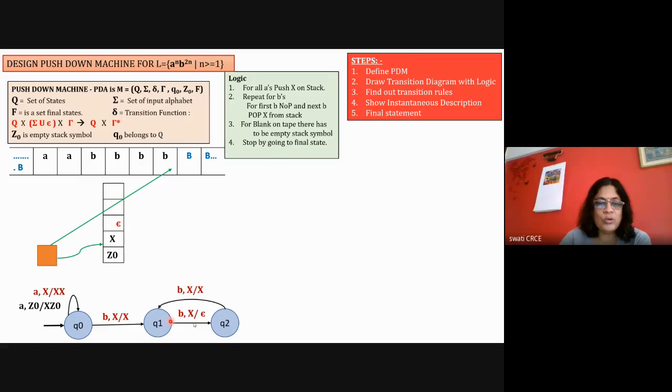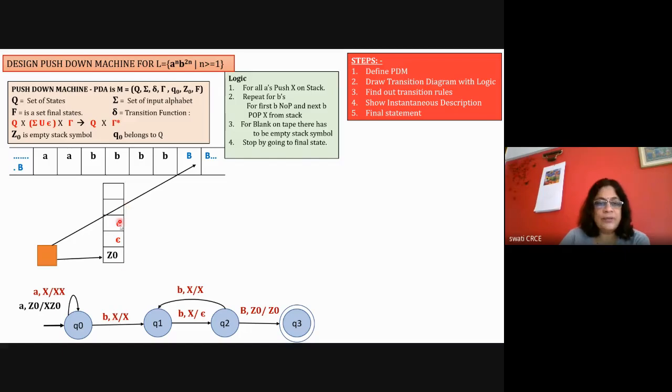So it will follow this route, and now it will be in the state Q2. With one more read operation, it has done this, that epsilon, and now it is in the state Q2. Now in Q2, if it is getting B comma Z0, it will go to the final state, and then it will stop.